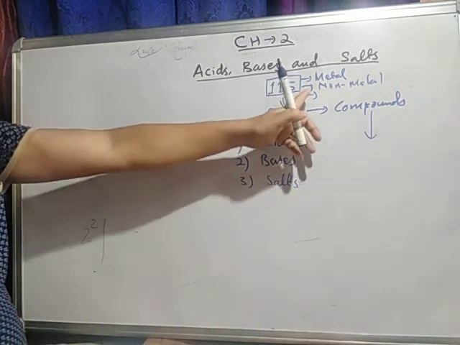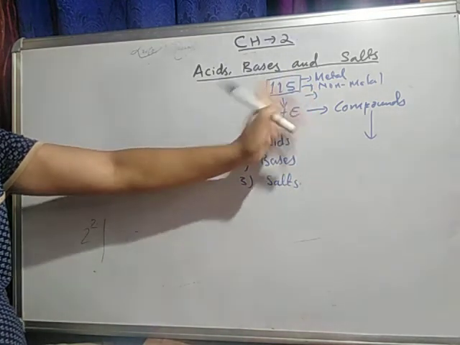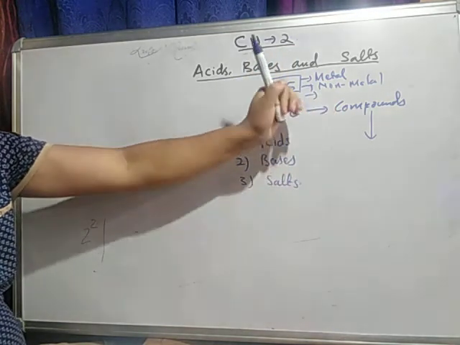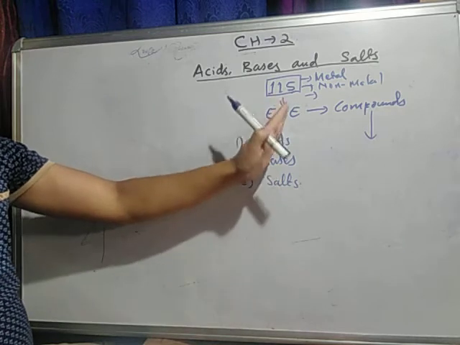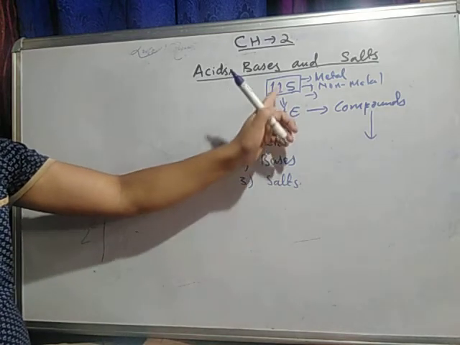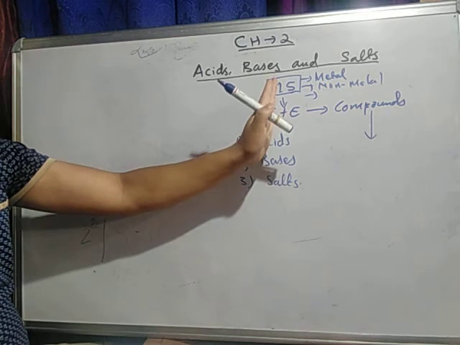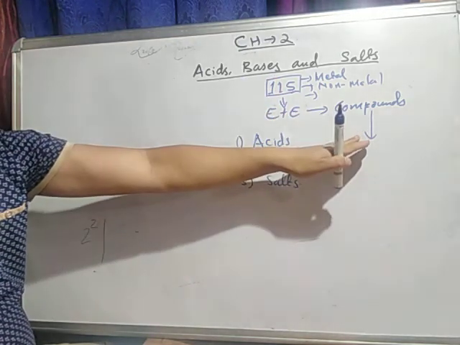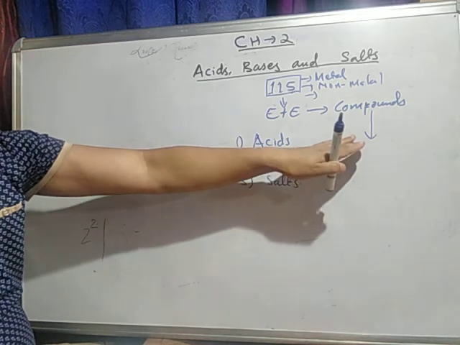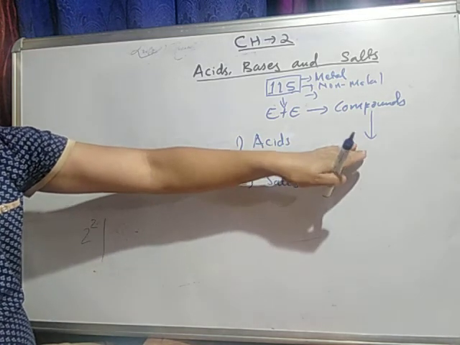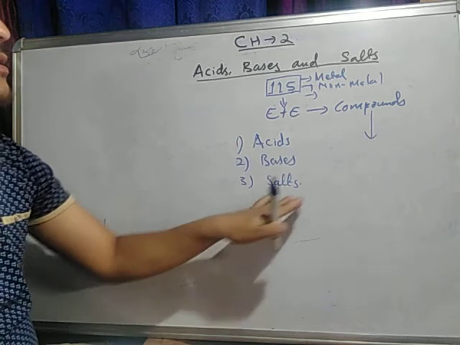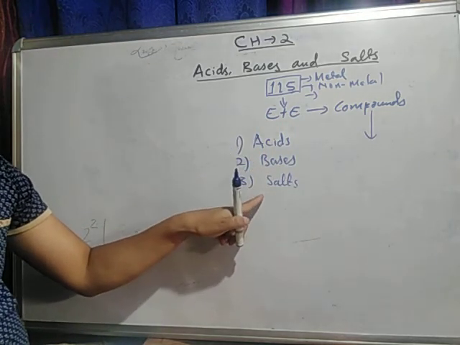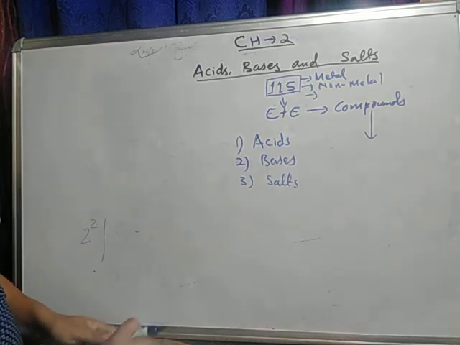Like in class 9 you did metal and non-metal, you categorized the 115 elements according to their character. So in this chapter we will again categorize what they form when they combine, the compounds. Those compounds, according to their chemical property, we again classify as acids, bases and salts. Clear? So this is your introduction.